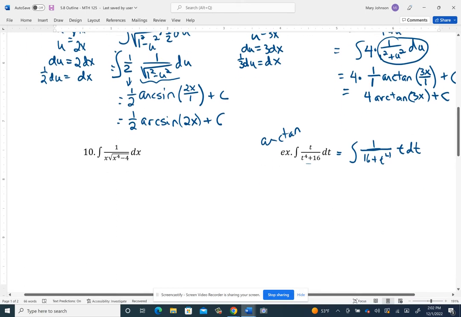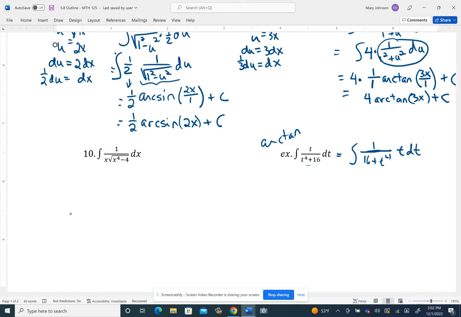All right. So now we want to kind of think about things. So we know our a squared would have been the 16, which means a would be 4. And the u squared would have been t to the 4th power. So when you do the square root of both sides, the square root of t to the 4th would just be t squared, wouldn't it?